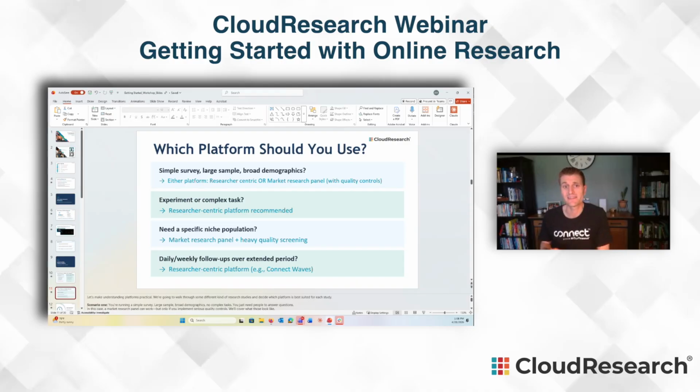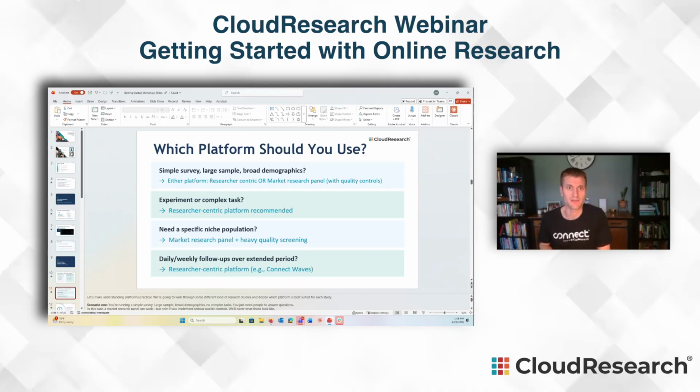And because there are such big differences in data quality between these two sources, we would actually recommend researcher-centric platforms as the first stop for a large survey like this, unless it's a really, really large sample, let's say like 10,000 people. And the reason why is that, again, data quality matters a lot here.